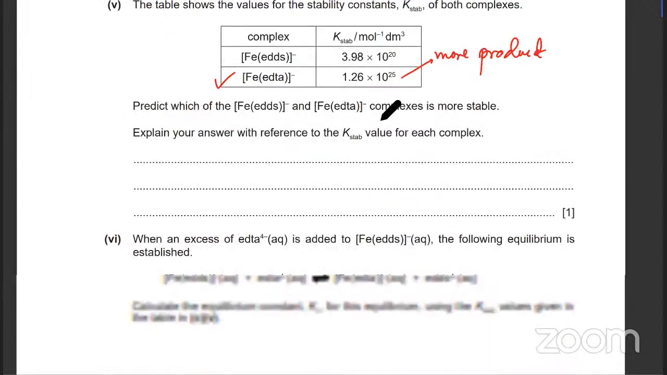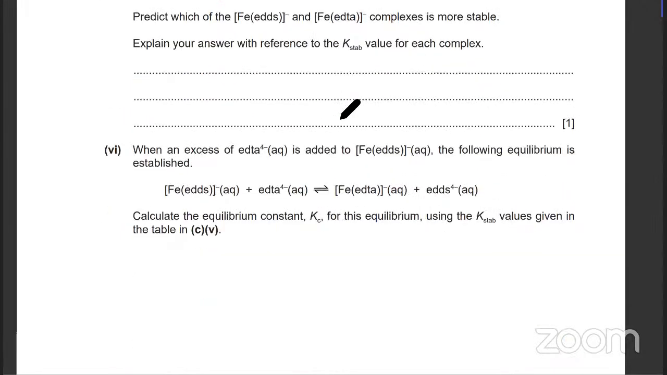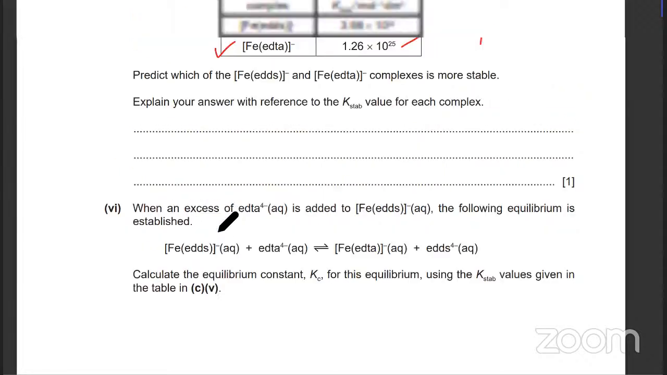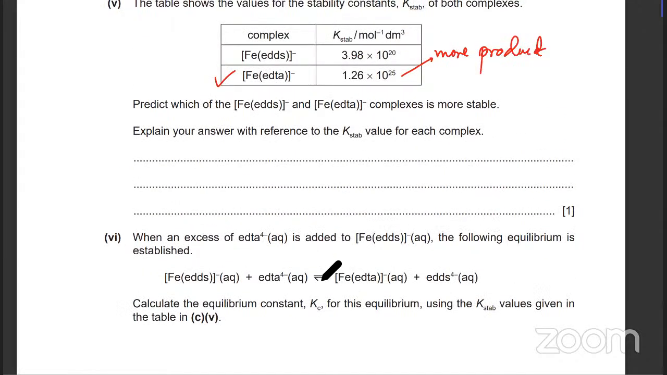Explain your answer with respect to K stability, so we did that. When an excess of EDTA4- is added to this, the following equilibrium, so there's another ligand exchange happening. The equilibrium constant Kc for this equilibrium, using the K stability values given in table C5. So he's saying link the 2 things up.